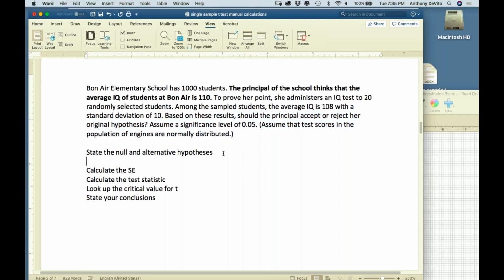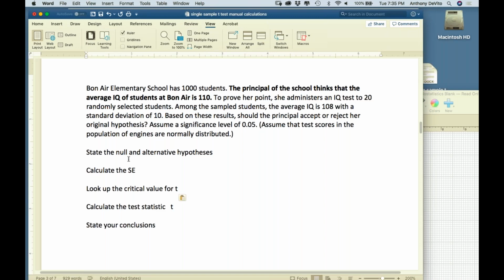Okay, so you're going to set up a null and alternative hypothesis. You're going to calculate your standard error. You're going to calculate your statistic, which in this case is a t-statistic. And actually, let's look up the critical value of t first before you calculate it, so you have it handy. Then you calculate the t statistic, and then you're going to figure out your conclusions. So the first thing you need to do is set up your null hypothesis.